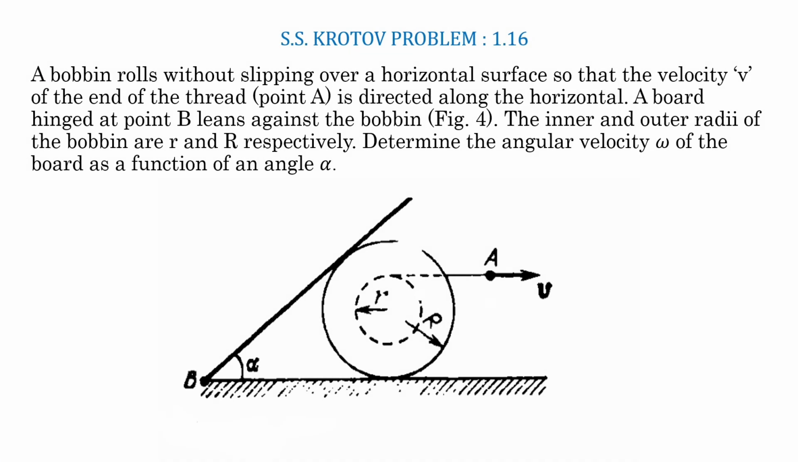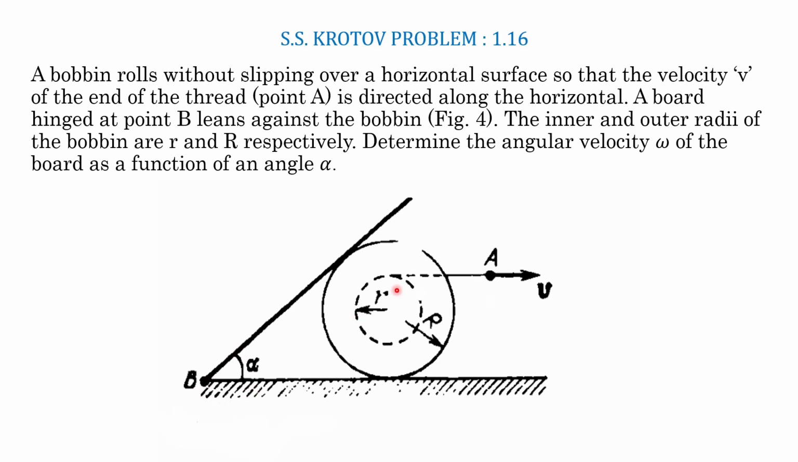This first problem is taken from SS Proto, problem number 1.16. It says that there is a bobbin roll and the inner radius is small r, outer radius is capital R, and a thread is wound around this, and the thread is being pulled with velocity v. There is a board which is hinged at the point B, and currently it is forming an angle alpha.